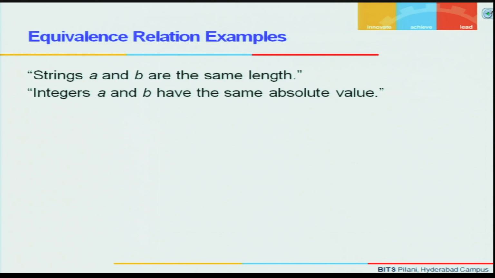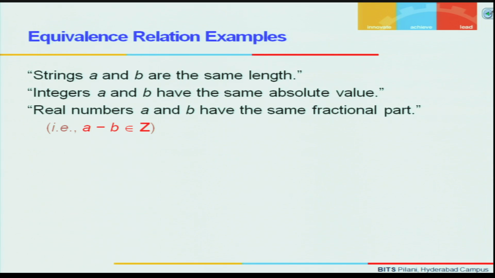Now you can just do the same thing for all the below. Integers A and B have the same absolute value. This relation acting on the set of integers is also an equivalence relation, and real numbers having the same fractional part, this relation acting on the set of real numbers, is also an equivalence relation.